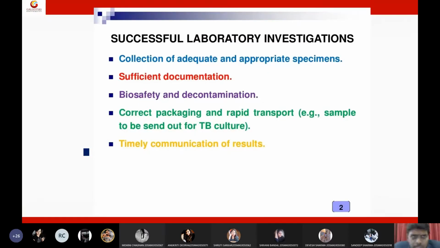So a successful laboratory investigation also includes collection of adequate and appropriate specimens, gathering sufficient documentation from the patient, ensuring proper biosafety and decontamination protocols in the laboratory, properly packing the sample and transporting the sample to the labs, and timely communication of results, timely completion of the test and dispatching the reports. These are the important things that we need to do as a laboratory technologist.